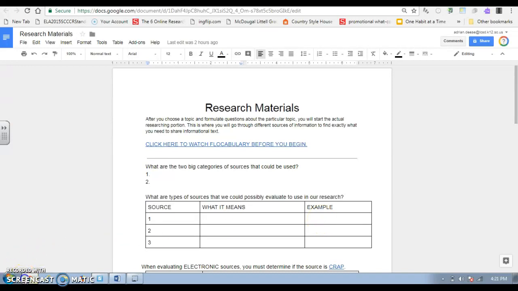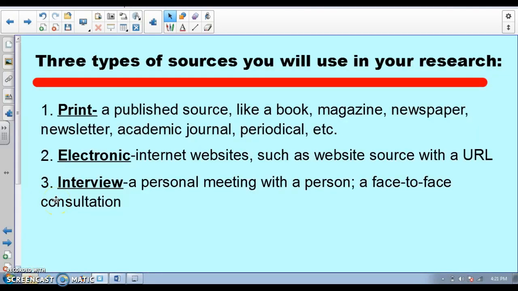That's a print source. Your next one, of course, is electronic, and so you're going to put electronic under what is it, and the definition of it is basically just an internet website, anything with a URL. So under your example, you can just put anything with a URL. It's just an internet website. You even have databases of journals, which would make it an electronic source and not a print source because you can find it on the internet. And so those would be your electronic sources.